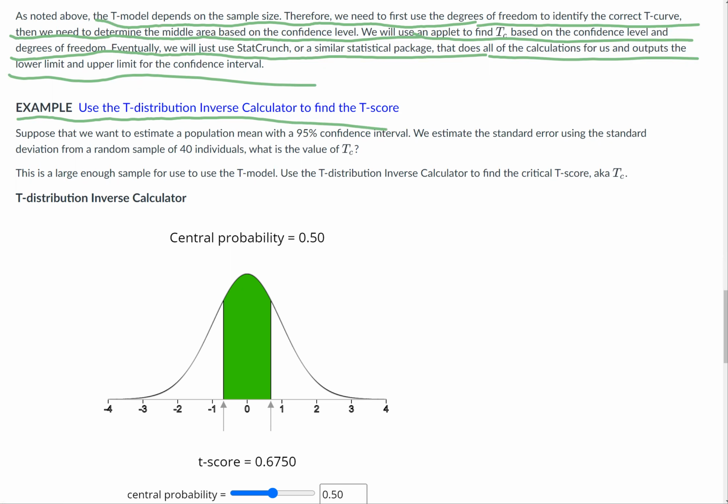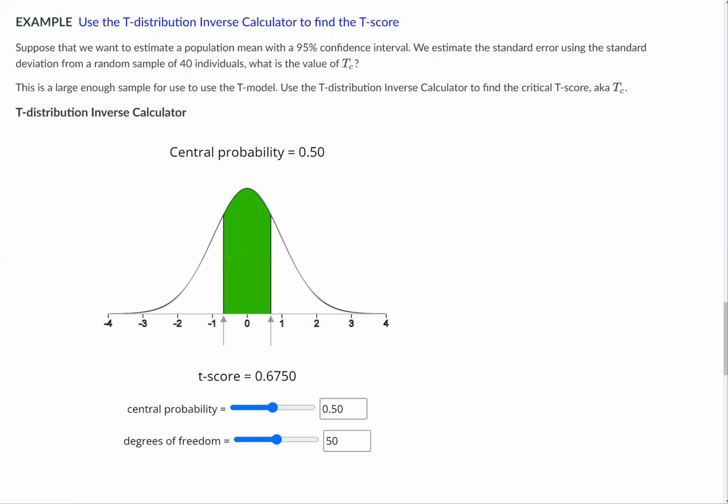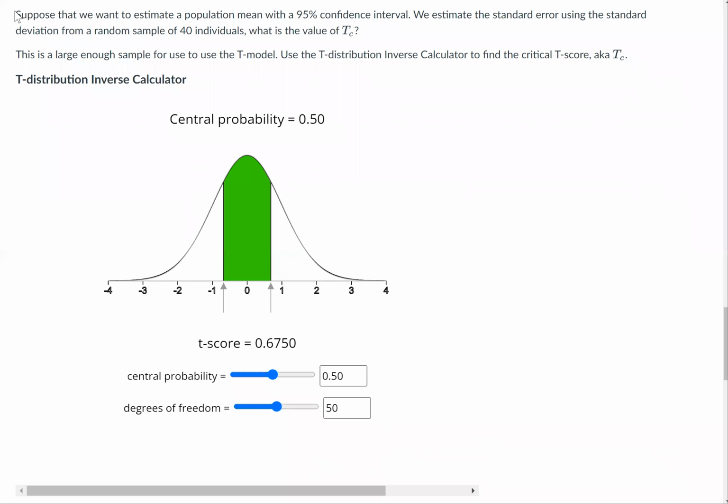So another applet that's kind of like using the z-score to calculate the probability type of thing. It's very similar to that. So, okay, in this particular example, let's suppose that we want to estimate a population mean with a 95% confidence interval. We estimate the standard error using the standard deviation from a random sample of 40 individuals. What is the value of t sub c?